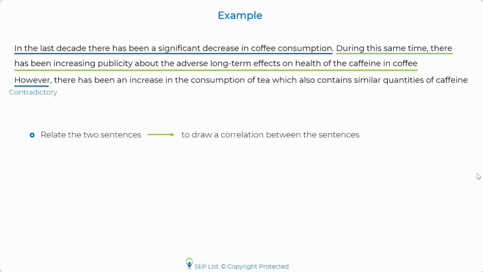Now imagine this sentence. Okay. After the second sentence, the moment you have this sentence, what does this sentence say? However, so that's a contradictory transition word. And I know that, okay, whatever I thought about the first two sentences is now going to change a bit. There's going to be something different. There has been an increase in the consumption of tea. Okay, so decrease in the consumption of coffee, increased publicity about negativity in coffee. Then we have an increase in consumption of tea also, which also contains similar quantities of caffeine.